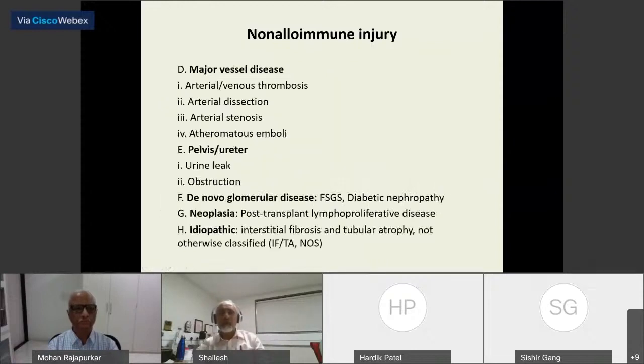Another non-alloimmune injury is vascular disease, or injury to the pelvis or ureter. There is development of de novo glomerular disease. There may be neoplasia like post-transplant lymphoproliferative disease, and sometimes we find IPTA for no significant reason, like no previous antibody or cell-mediated rejection or any other cause that could be found for that IPTA.